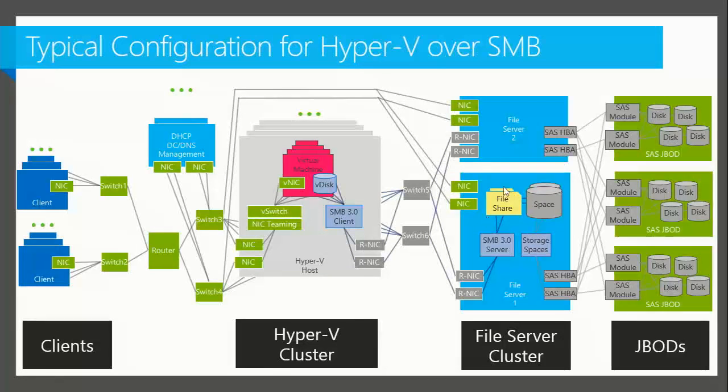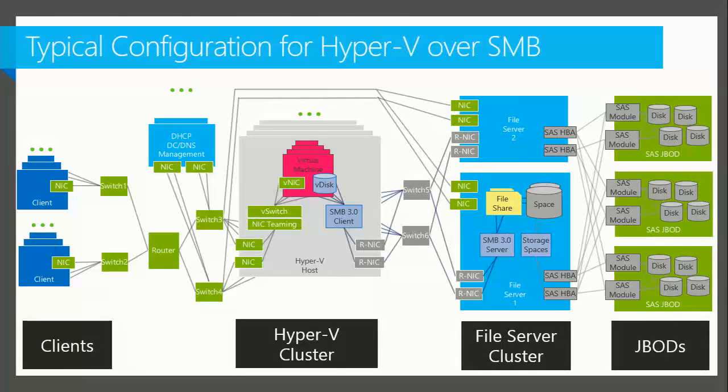So I have a 2-node file server. I have 3 JBODs. I have a whole bunch of Hyper-V hosts here. And I have my management infrastructure over here, and I have my clients. So imagine this is, for instance, you're running a few hundred IIS hosts with SQL inside the VMs and all that. And your clients here are the ones accessing that workload, which lives in the VMs, right?